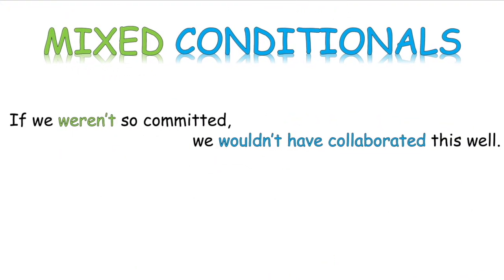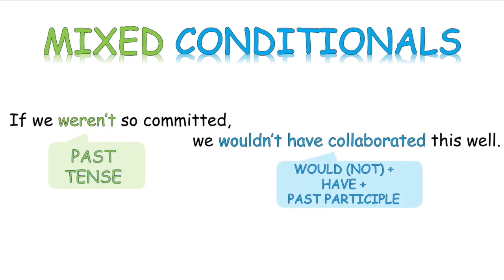Now, a second very frequent type of mixed conditional is a kind of reversed. We notice that it starts with a past tense, so in the if clause, it's got a past tense, and then in the main clause, it's got would plus have plus past participle. Granted, here it's the negative form, would not have collaborated, wouldn't have collaborated. So it starts like a type 2, a second conditional, and then it continues like a type 3.